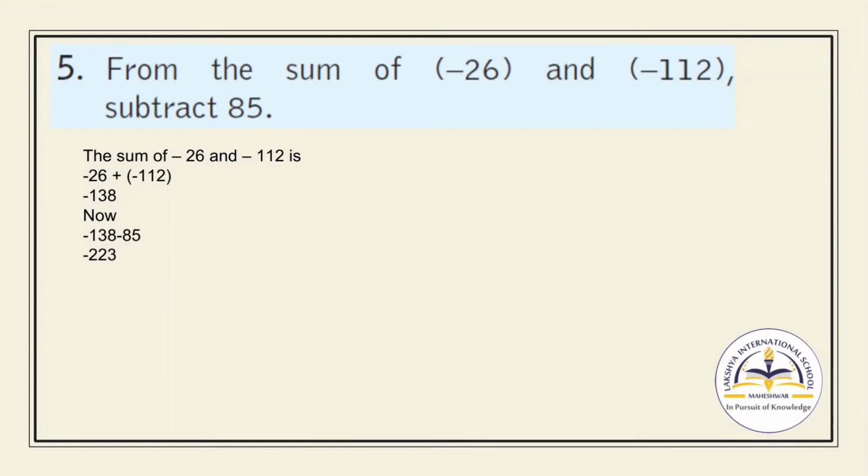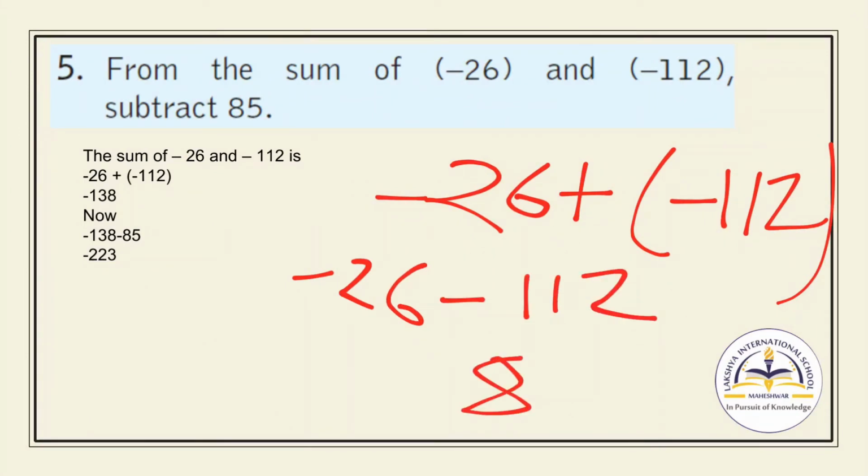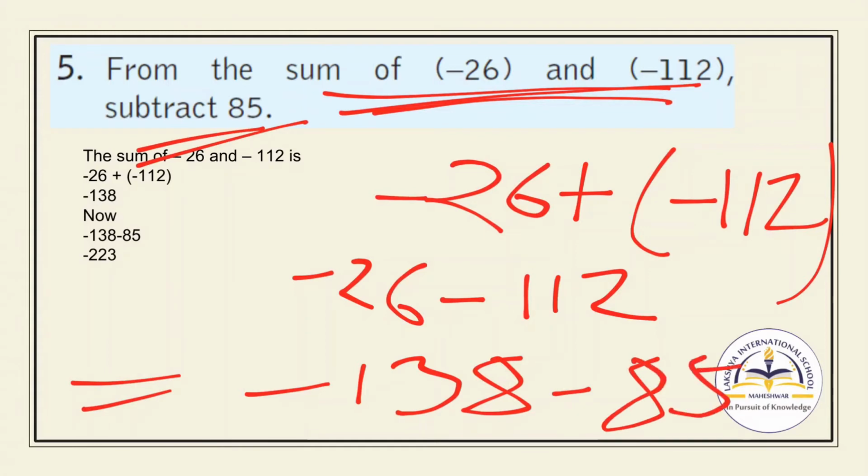Question number 5. From the sum of minus 26 and minus 112 subtract 85. First we will find the sum of minus 26 and minus 112, which is minus 138. Now we have to subtract 85 from this one, so minus 138 minus 85, the answer is minus 223.